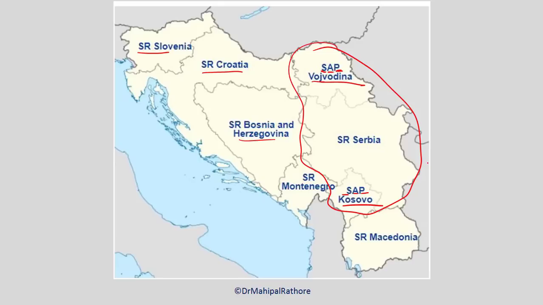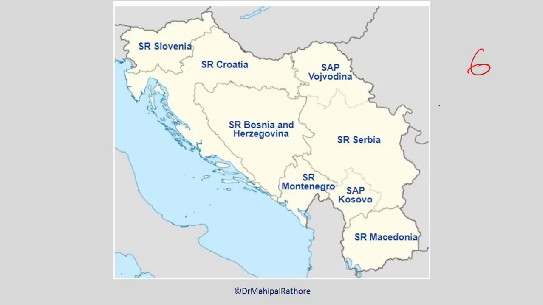So these two are provinces, but they have quite a lot of autonomy, and they also got a vote. There was a central council where all the leaders of these 6 republics came together, and here the leaders of Kosovo and Vojvodina also had their representatives. So in all there were 8 members. Okay, Kosovo and Vojvodina are autonomous provinces, but still part of Serbia.